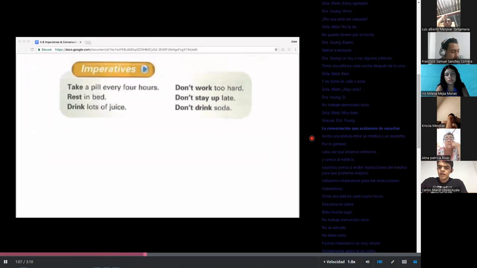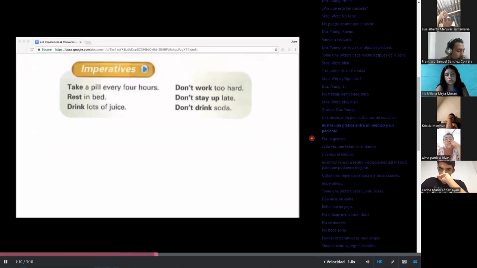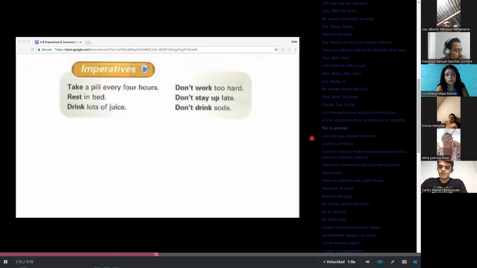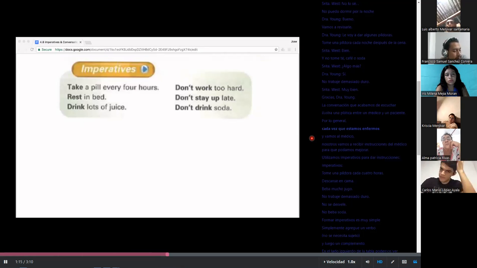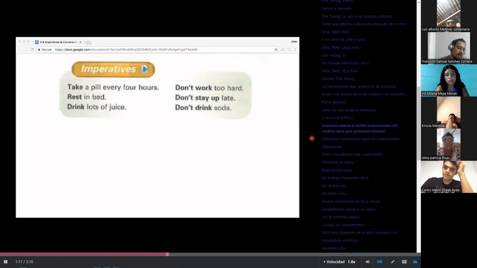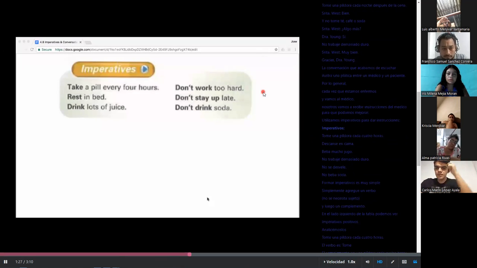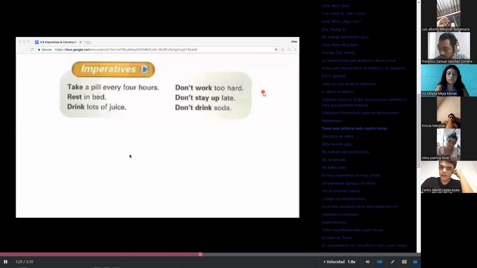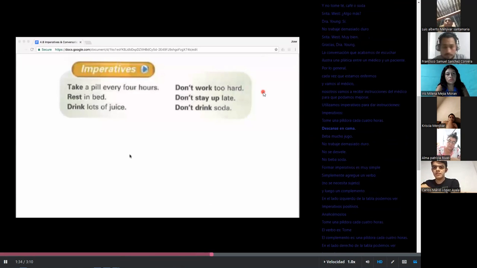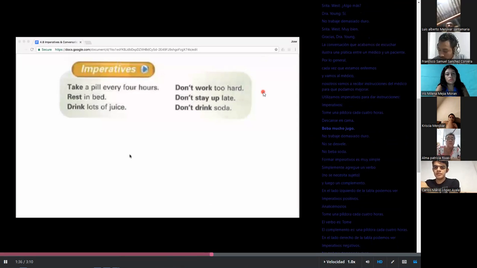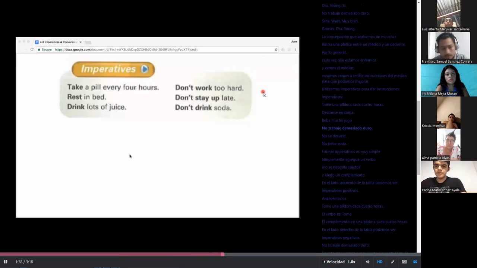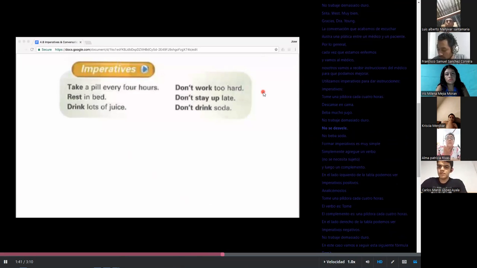The conversation that we just heard illustrates a conversation between a doctor and a patient. Typically, whenever we are sick and we go to the doctor, we're going to receive instructions from the doctor so that we can get better. We use imperatives to give instructions. Imperatives. Take a pill every 4 hours. Rest in bed. Drink lots of juice. Don't work too hard. Don't stay up late.